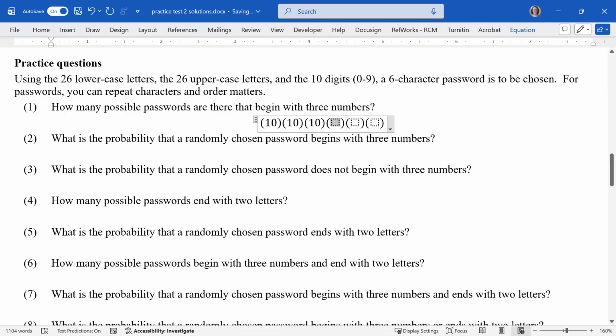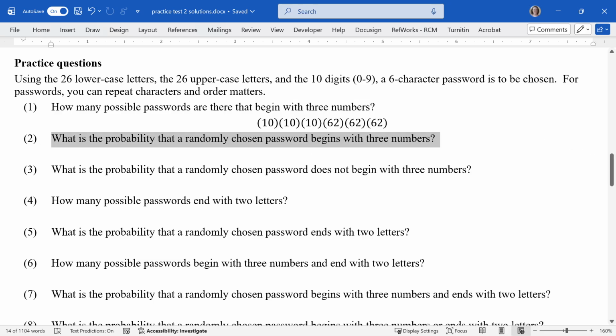Now, after that, I'm allowed to use any character, so I can use letters as well. So 26 lowercase, 26 uppercase, that's 52 letters in total, plus 10 digits, that's 62 options if I'm allowed to do any character. So I'm going to put 62 in these last 3 places here. So I'm very free for my last 3 characters, but my first 3 characters had to be numbers.